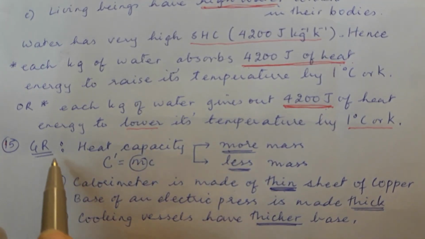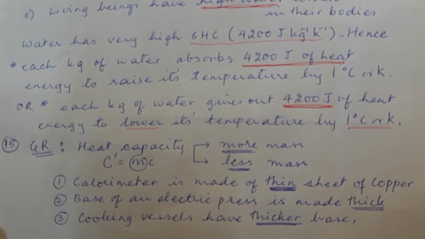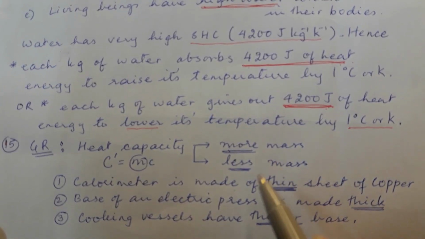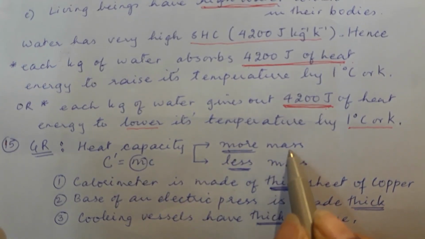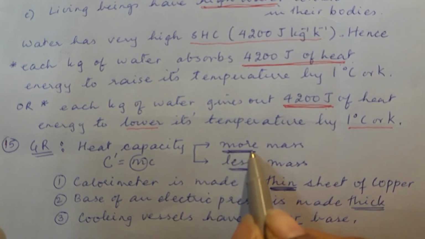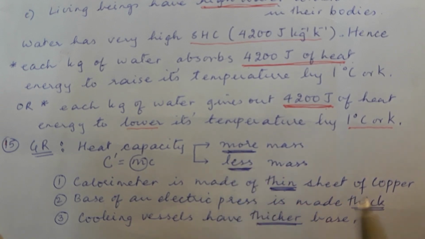15th, give reasons based on heat capacity. Now here your questions will be based on mass. So you have to look for whether there is more mass. More mass means more heat capacity. Less mass means less heat capacity. Why? Because our heat capacity C dash is equal to M into C, and it depends upon the mass.